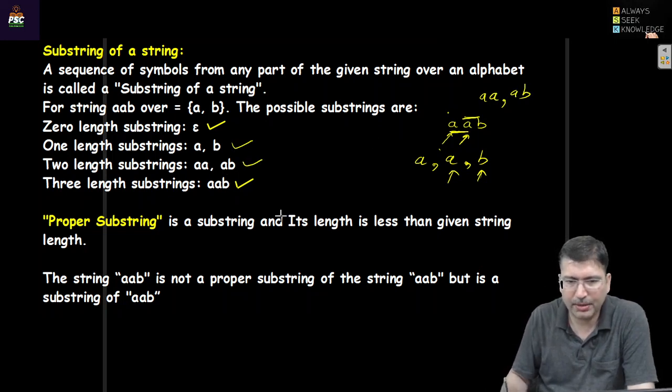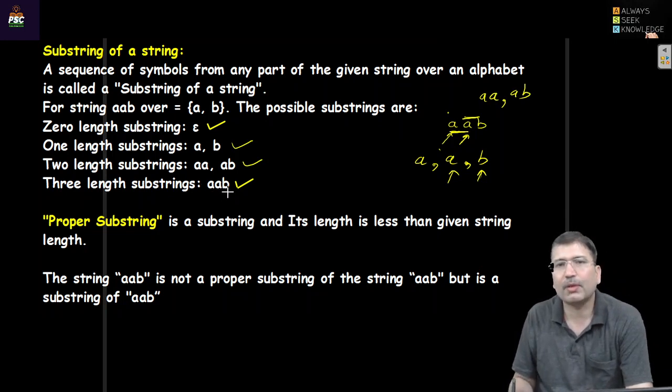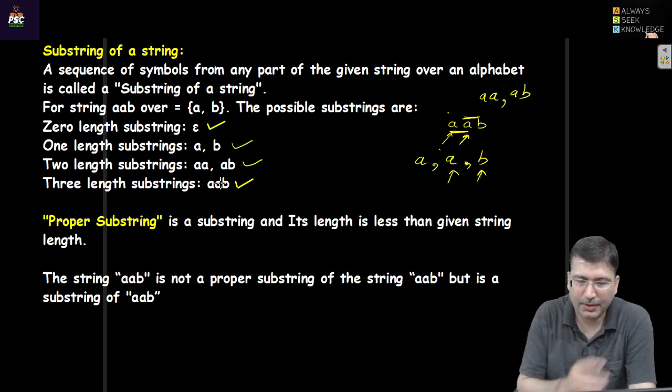So AA and AB will be the two length, and three length, because the string itself is the three length, so it is AAB. So these are the substrings.